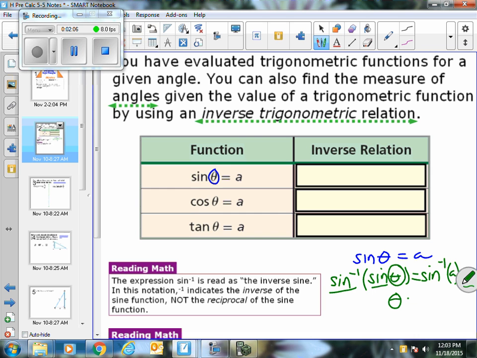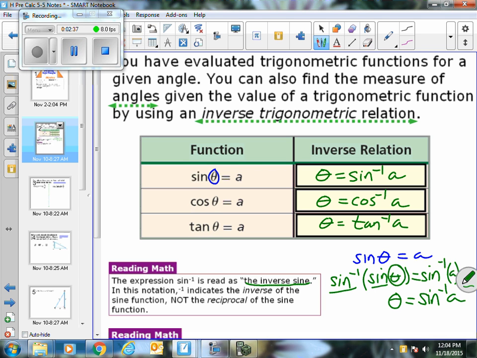So over here we'd be left with theta, and on the other side this is read as the inverse sine of a. So our inverse relation is theta equals the inverse sine of whatever a is. By the same measure, you can do inverse cosine and inverse tangent. When you read this tan with the little -1, or cos with the -1, it's read as inverse of sine, cosine, or tangent. So it's the opposite operation.